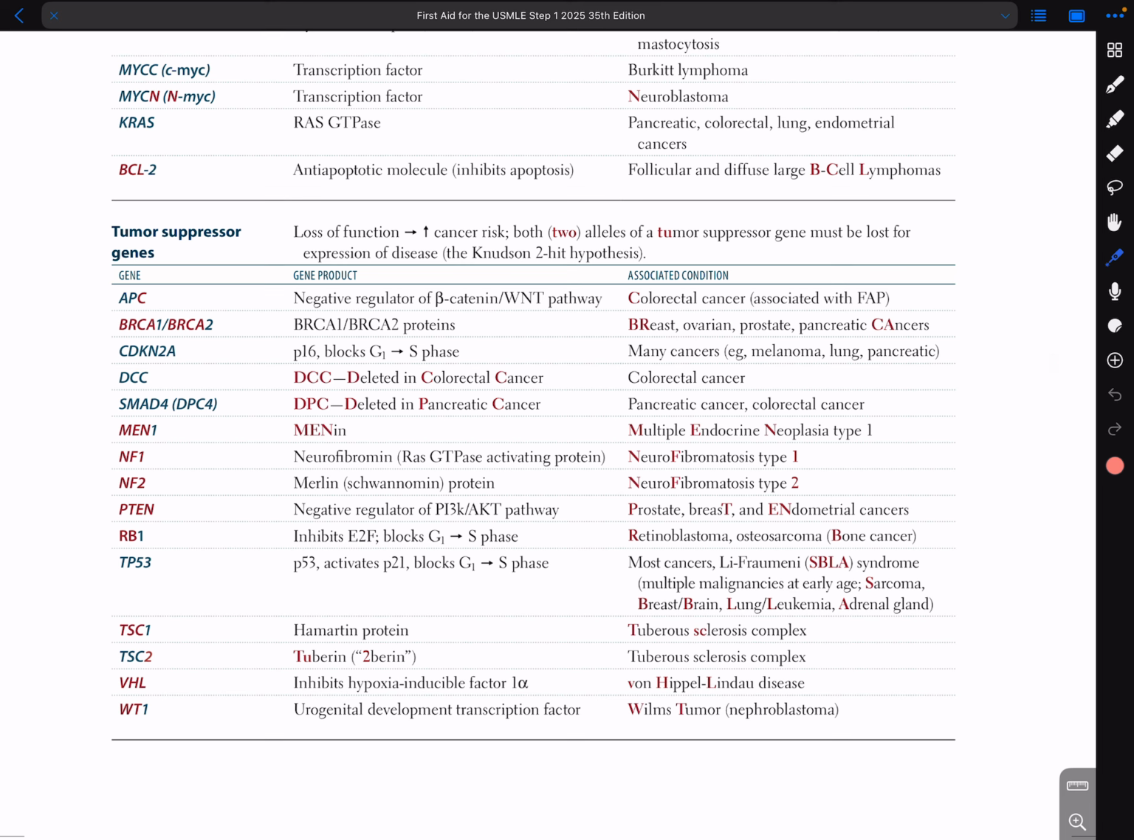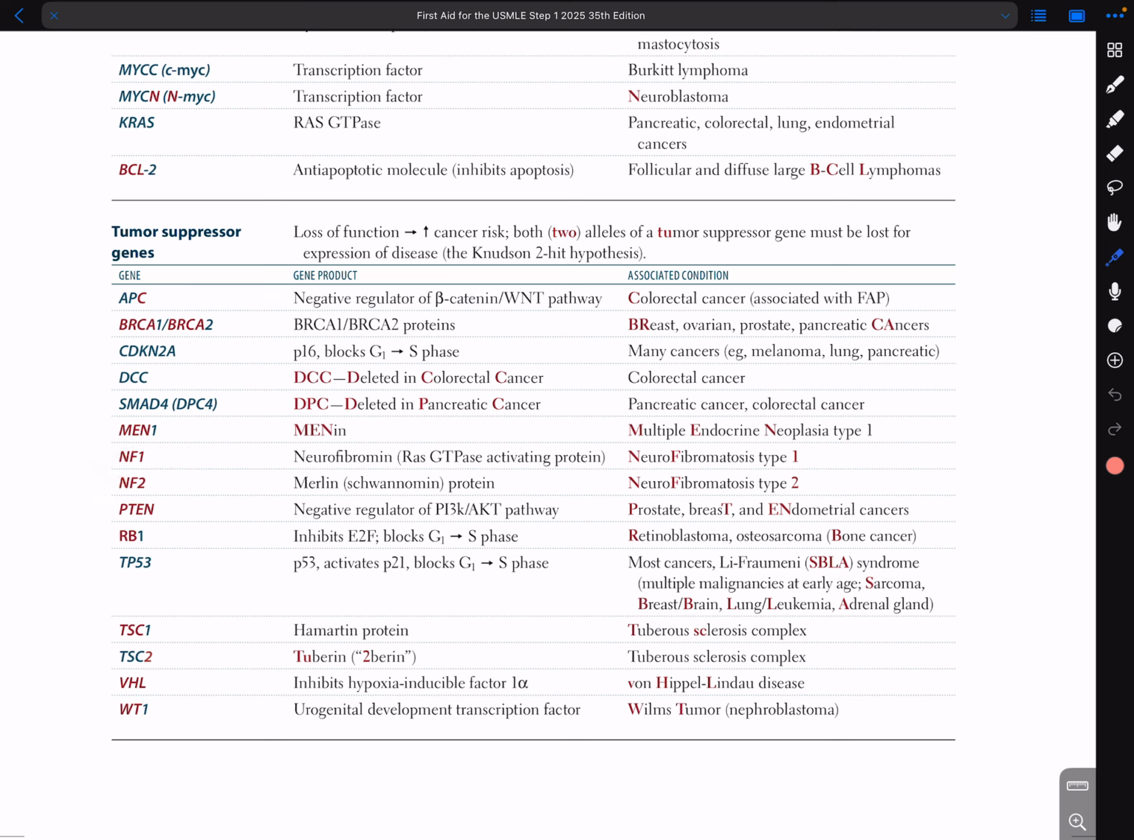Next is MEN1, and the gene product is menin. The associated condition is multiple endocrine neoplasia type 1. Next tumor suppressor genes are NF1 and NF2.